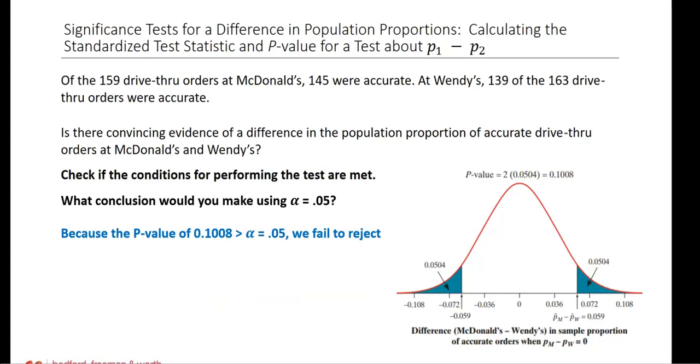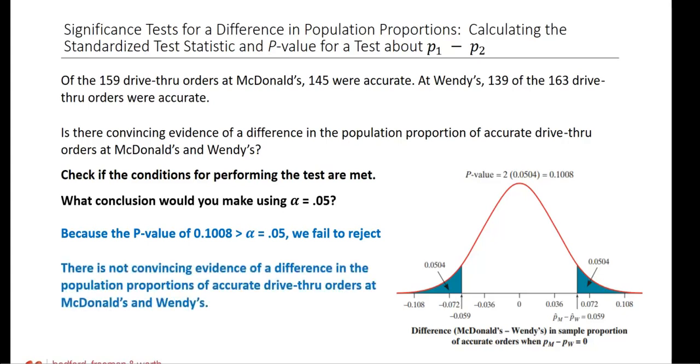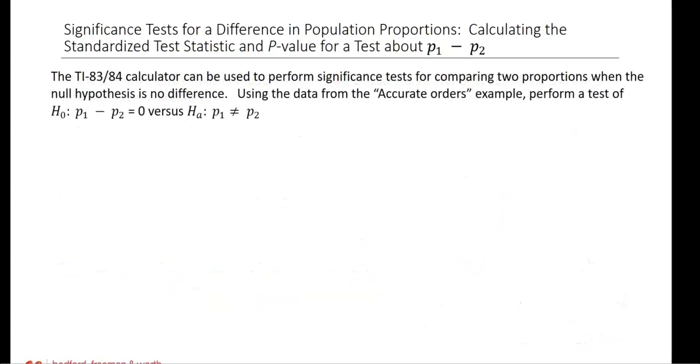We already checked the conditions. So what would the conclusion be? The conclusion would be the same cadence as before, with just one maybe small difference, and that's a good visual picture of what we did there. Because the p-value of 0.1 or 10% is greater than the alpha of 5%, we fail to reject. There's not convincing evidence of, and that's where we differ, a difference in the population proportion between the accurate orders at Wendy's and McDonald's. So not just convincing evidence of a true proportion, but of a difference in the proportion. So that's the difference. We're talking about the difference.